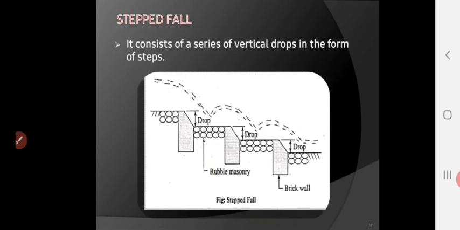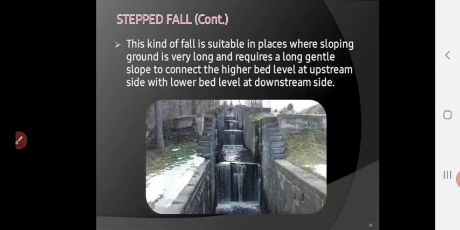Stepped fall. It consists of a series of vertical drops in the form of steps. As you can see in the figure, the slope or the difference of level is managed by providing the steps. This figure is more clear. See, this is step fall. This kind of fall is suitable in places where sloping ground is very long and requires a long gentle slope to connect the higher bed level at upstream side with the lower bed level at the downstream side. So where the level difference between upstream and downstream bed level is very high, at that location steps are provided for smooth passage of water.